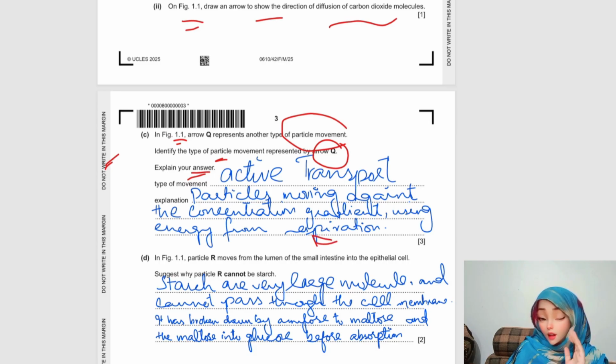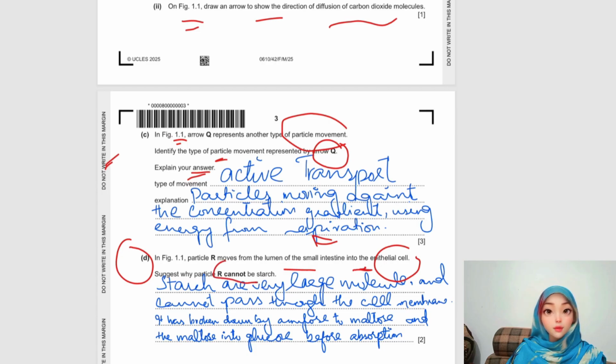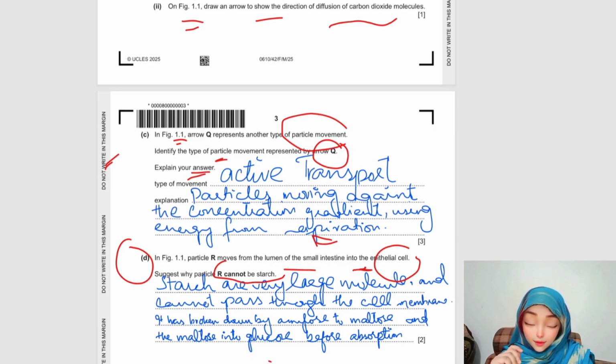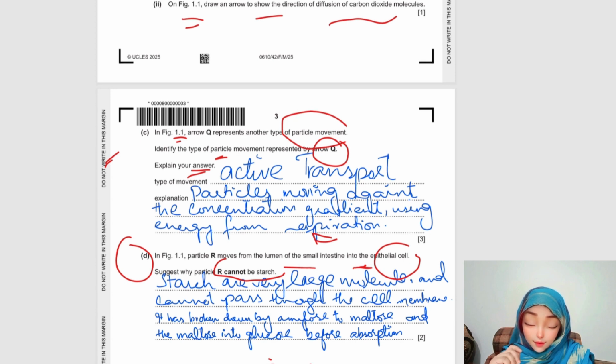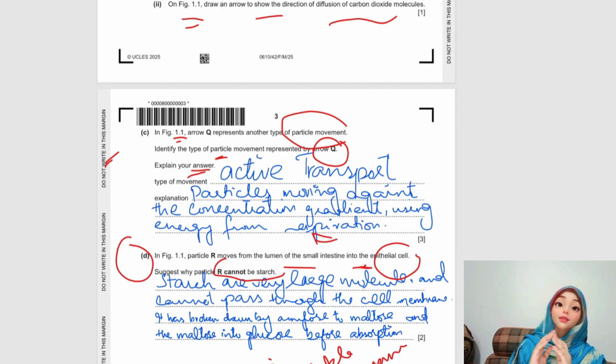All right, okay. Next, here is part D. In figure 1.1, particle R also moves from the lumen of the small intestine into the epithelial cell. So why can particle R not be starch? If you remember, the cell membrane acts as a semi-permeable membrane, which only allows smaller molecules to pass through, while the larger ones cannot.